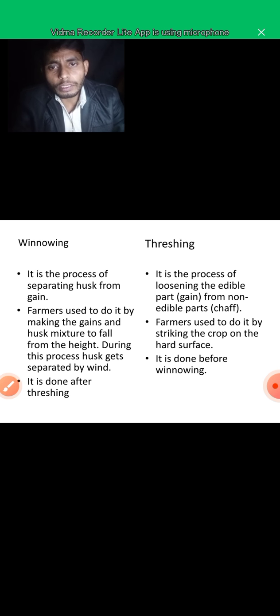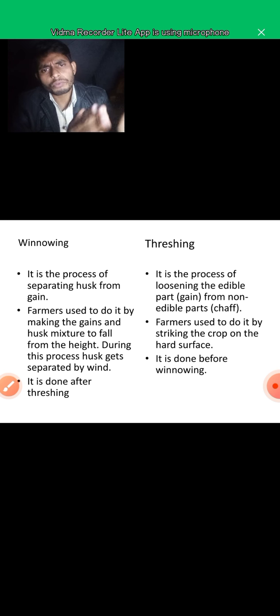Winnowing and threshing have some similar processes. Winnowing is a process of separating husk from grain. Farmers do it by letting the grain and husk mixture fall from a height. During the process, the husk gets separated by the wind.